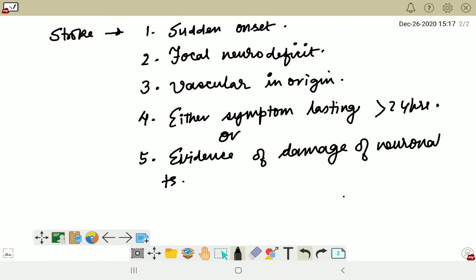So in summary, these are the important points in stroke, and remember this is mainly to define the arterial stroke. For venous stroke, this definition doesn't apply, but venous stroke is extremely rare, much less common than the ischemic stroke. This definition is applicable to arterial stroke, and following are the criteria. Thank you.